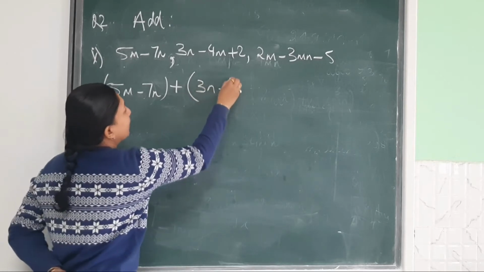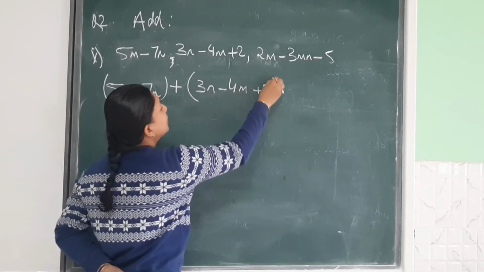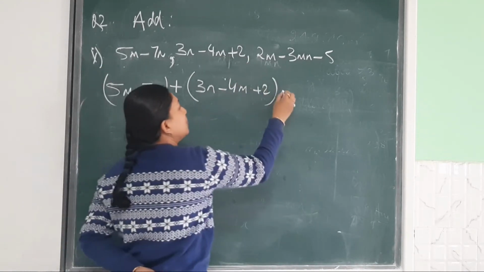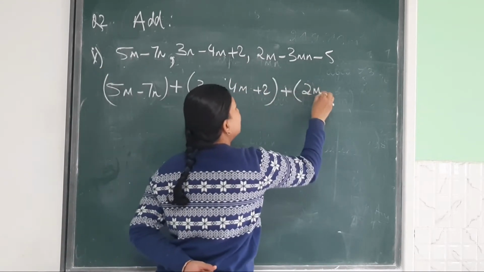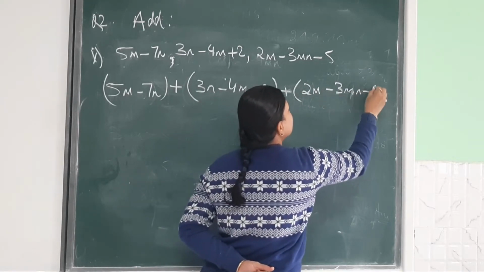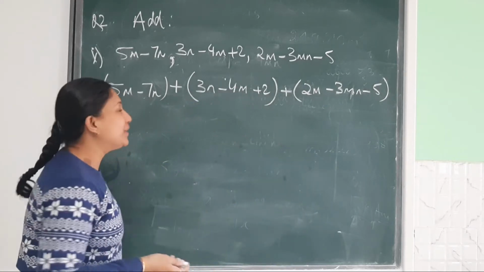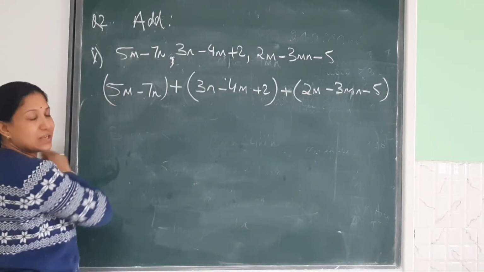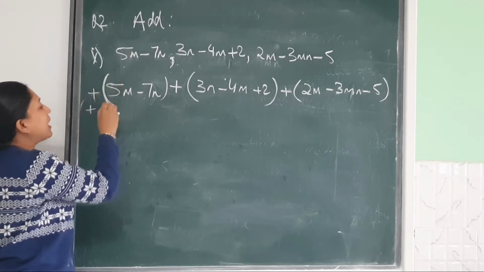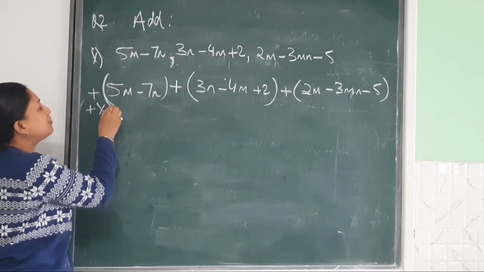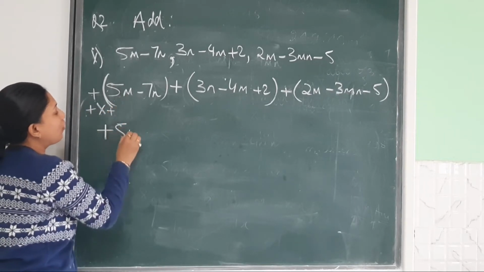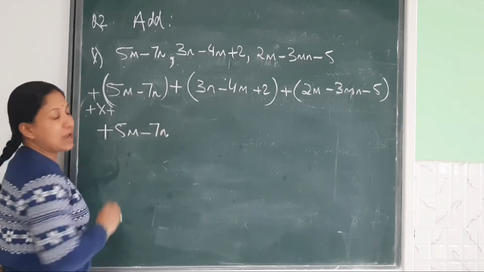Same way, 3n minus 4m plus 2. This is one more expression. Place it in a bracket, put a plus sign. Same way, 2m minus 3mn minus 5. Now open the bracket. So here I have plus sign, multiply plus. What is happening here? See, plus. This bracket means multiply, no sign means plus. Plus into plus, same sign, we put a plus sign and copy the expression as it is.